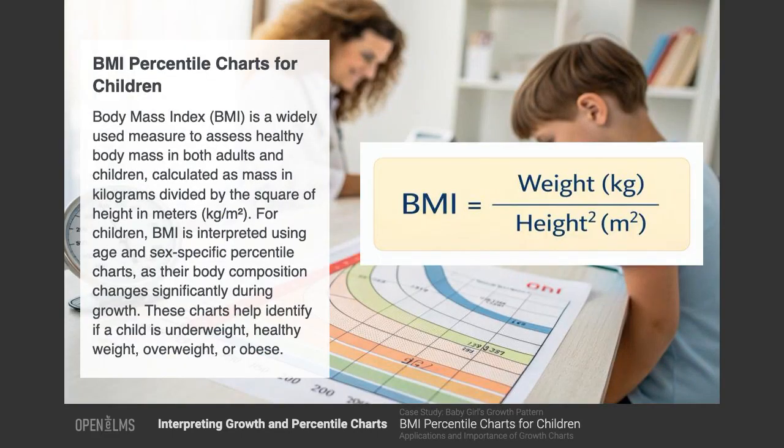BMI percentile charts for children. Body mass index, BMI, is a widely used measure to assess healthy body mass in both adults and children. It is calculated as mass in kilograms divided by the square of height in meters, kg/m². For children, BMI is interpreted using age and sex-specific percentile charts, as their body composition changes significantly during growth. These charts help identify if a child is underweight, healthy weight, overweight, or obese.